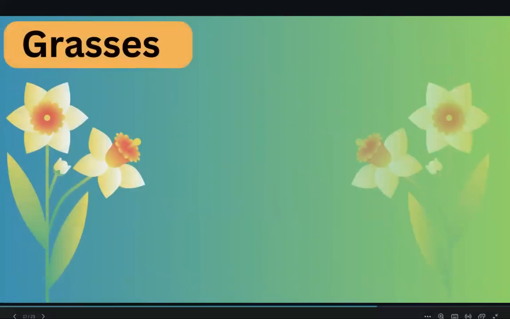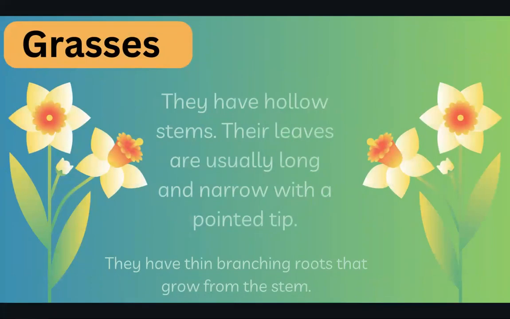Okay, so those are examples of vines. And now we come to the grasses. Grasses are also another group of plants. They have hollow stems. So hollow, meaning it is like a pipe. There is something that is empty or there's a hole. Their leaves are usually long and narrow with a pointed tip. So grass has a pointed tip. That's why when you walk on the grass, sometimes you're pricked by the pointed tip. They have thin branching roots that grow from the stem.